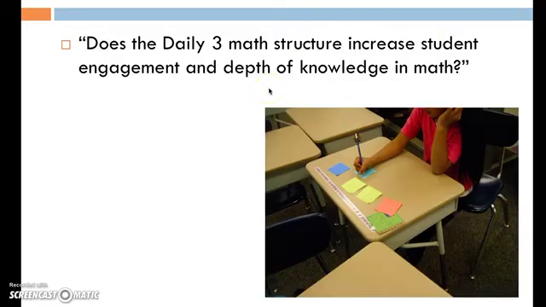My research question is, does the Daily 3 math structure increase student engagement and depth of knowledge in math? So again, those were themes that I saw in the literature, but I wanted to see if this really happened in my classroom.